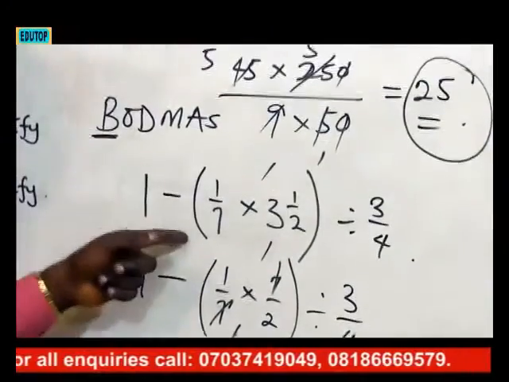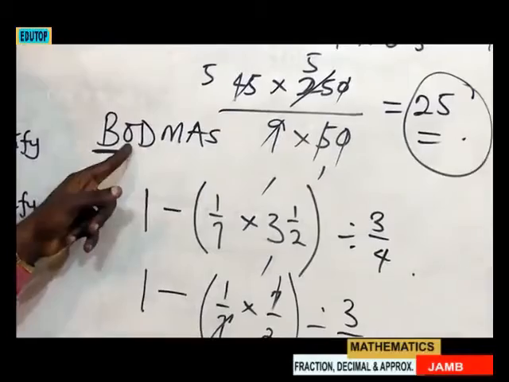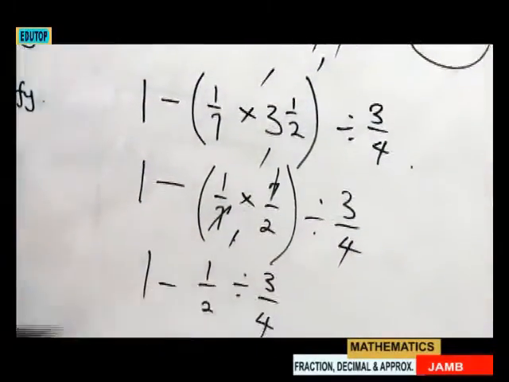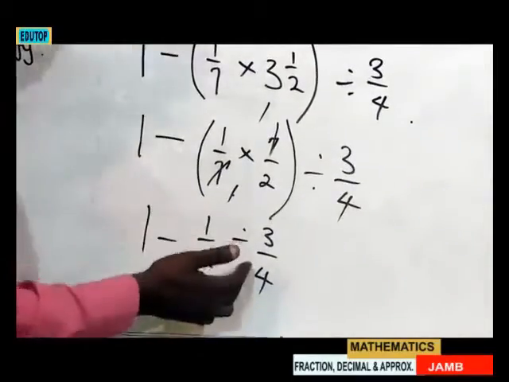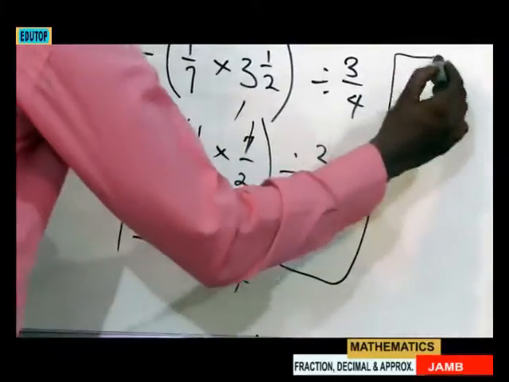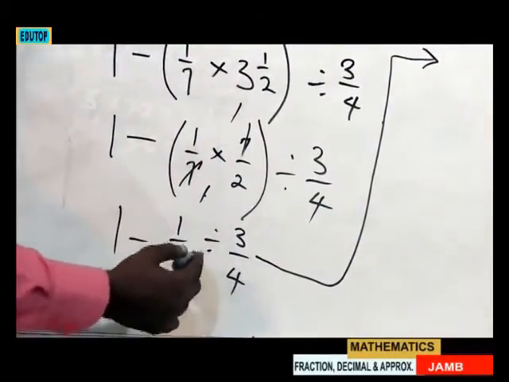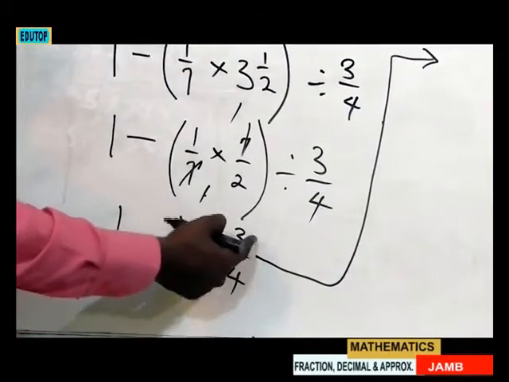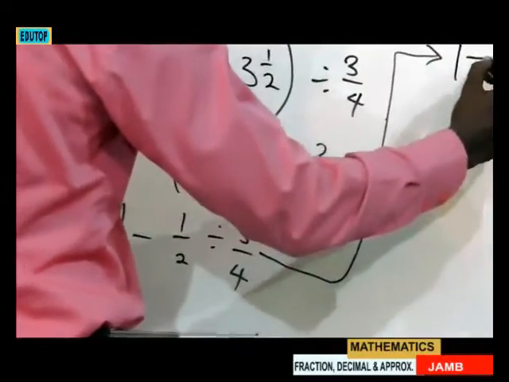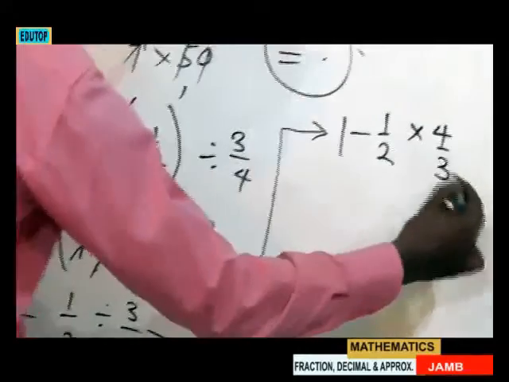After I have settled that of BODMAS, B, which is brackets, then the next one is division. So I have minus and division. Which one do I attend to first? I attend to division first. In mathematics, once you change the division to multiplication, the denominator becomes your numerator and your numerator becomes your denominator. So we are going to have 1 minus 1 over 2 times 4 over 3.